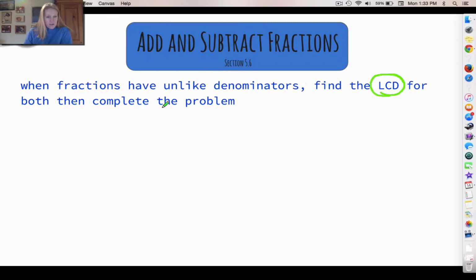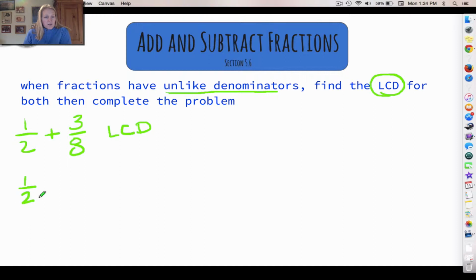Okay, so for example, if I have again 1/2, but this time I'm adding it to 3/8. I am going to look for my least common denominator because my fractions have unlike denominators. So my least common denominator: both 2 and 8 go into 8 conveniently. And so what we can do is change 1/2 to have a denominator of 8.